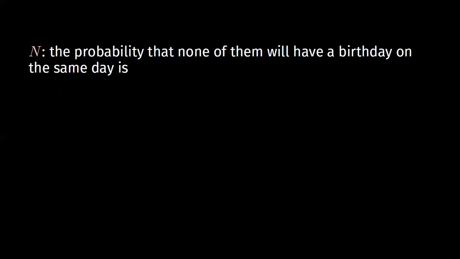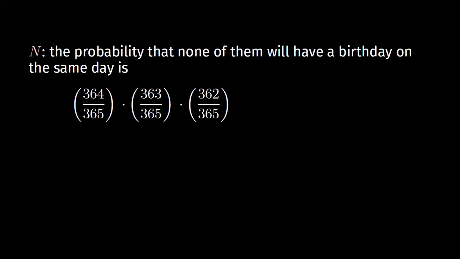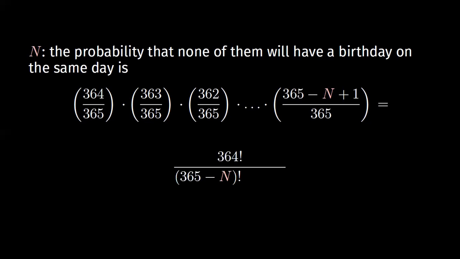Fine. If now we want to generalize to any n, we simply need to multiply together n minus 1 elements. So the result will be 364 over 365 times 363 over 365 times 362 over 365, and we go on like this until the last term, which is 365 minus n plus 1 over 365. Please notice that we really have n minus 1 factors. Now, this is equal, be very careful, to 364 factorial over 365 minus n factorial.